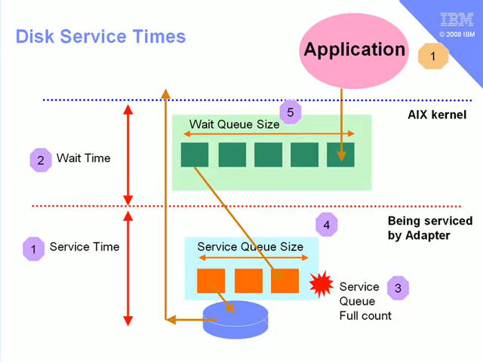So we have two queues here and two sizes of how large these queues are. We keep the service queue full count when we actually hit the top of the service queue, and from these two things we can calculate how long a request is taking: either service time, that's being serviced by the adapter, or wait time, it's waiting in the AIX kernel for the adapter to take the request.